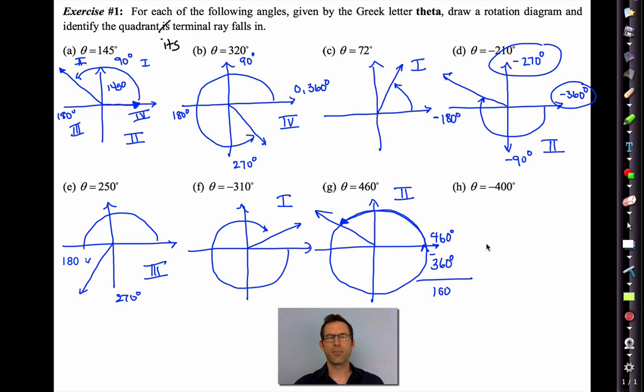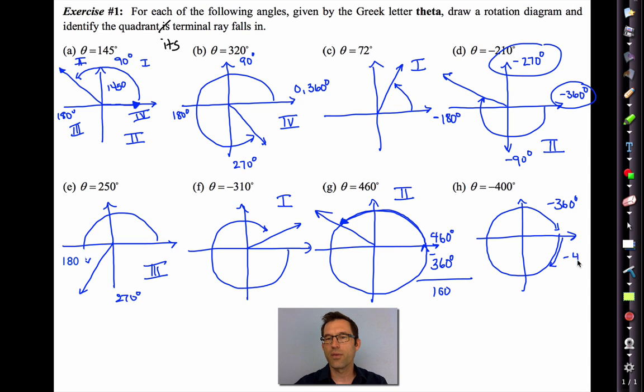Negative 400, maybe the most challenging one we have here. Pause the video, see if you can figure that one out. All right, well, same idea. A negative 360 would be a full rotation clockwise. So that's negative 360 degrees. But we have another negative 40 to go, right? We have another negative 40 to go an entire negative 400. So we must be in quadrant 4.